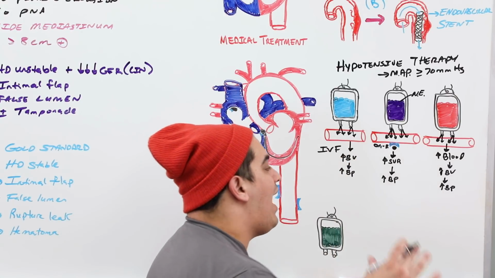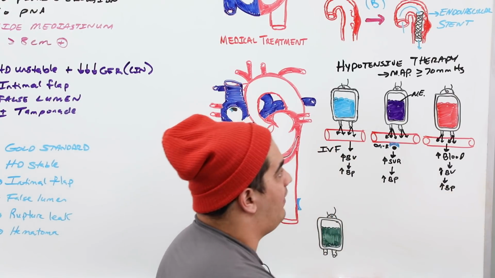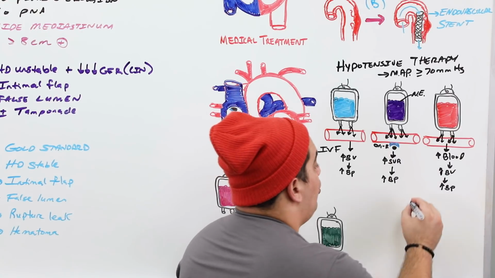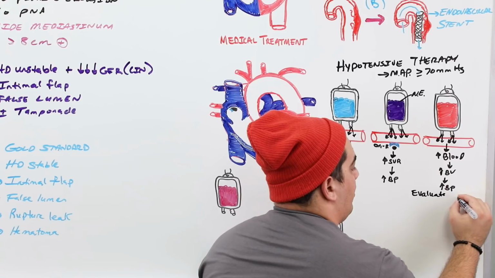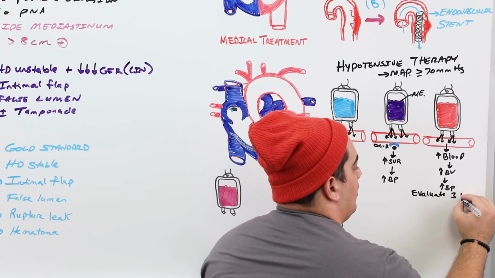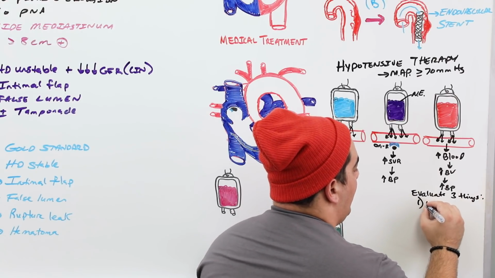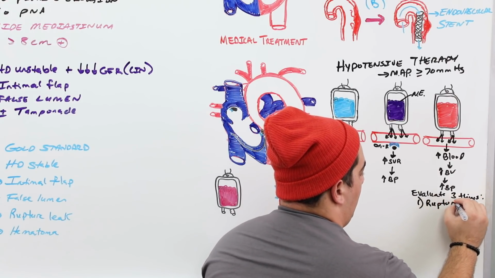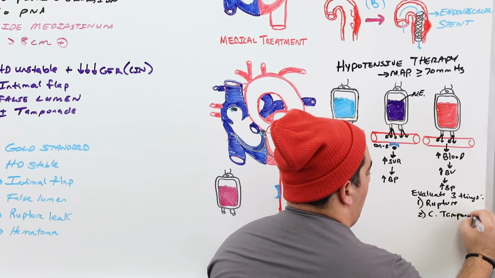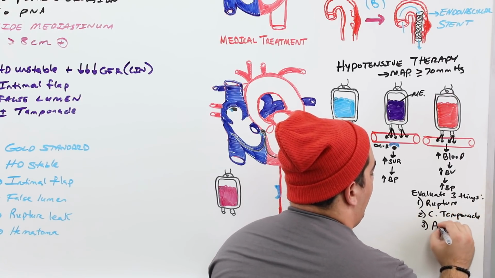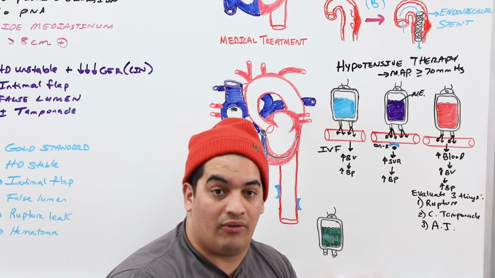The next thing that you have to remember, though, is what is the reason that they're having this hypotension. You have to evaluate for three particular things. Okay? What are those three things? Did they rupture? Do they have cardiac tamponade? And do they have aortic insufficiency that's causing them to develop acute heart failure?